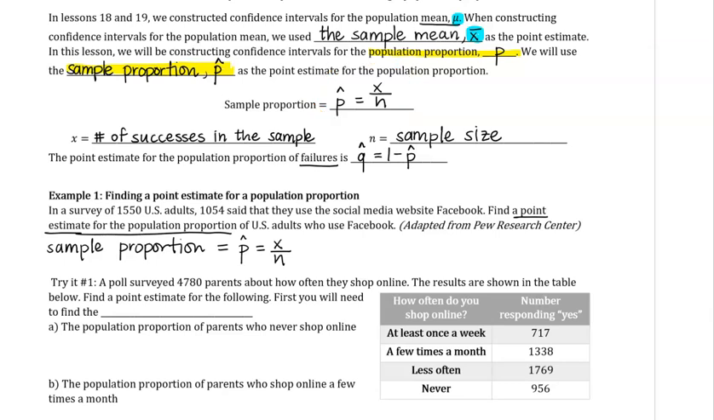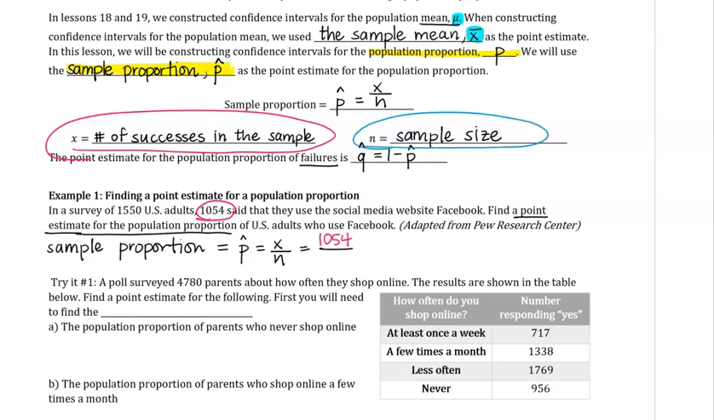So now we're going to actually plug things in here. Remember that x is the number of successes in the sample, and they tell us that 1,054 people used Facebook in that sample, and that the entire size of the sample, because remember that n is the sample size, was 1,550 adults. So we have x over n set up.